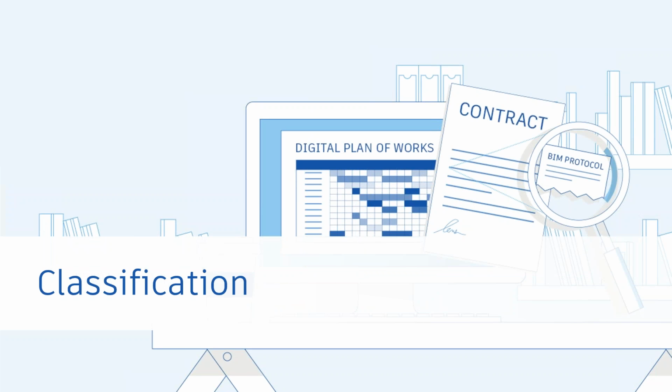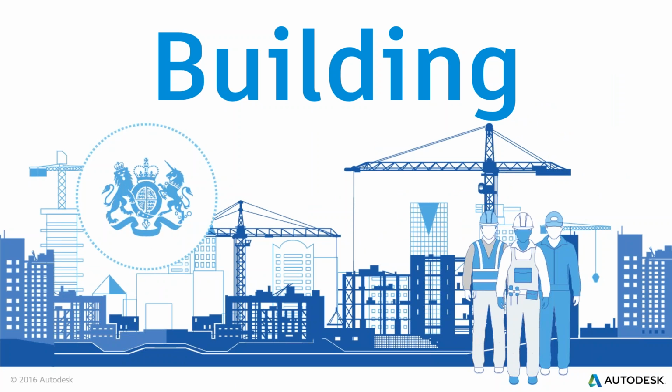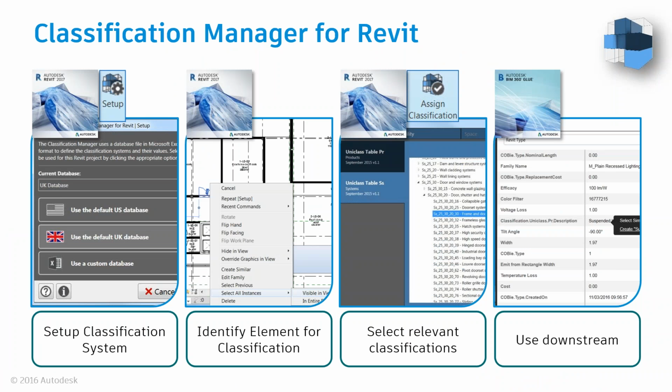So classification. You may not be aware, but on classification tools, we have a free plugin which goes into Autodesk Revit called the Classification Manager. This has been available since last year, and we recently updated it with Uniclass 2015 and the latest versions of that. So this is a free tool that allows you to select a UK database which contains Uniclass, also add additional custom databases if you want to add your costing, classifications and any other details to that.